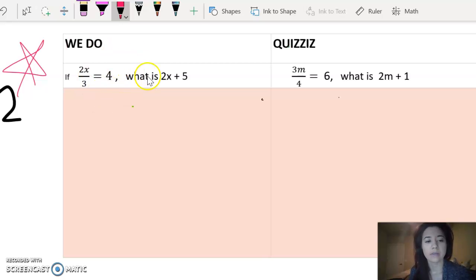This is saying, okay, if this, what is 2x plus 5? So in order to find what 2x plus 5 equals, I first need to find x. So we're going to use this right here to solve for x, and then we're going to use that to find what 2x plus 5 is. Okay, so there's 2 steps to this. First, find x. Second, we need to plug x in and find 2x plus 5.